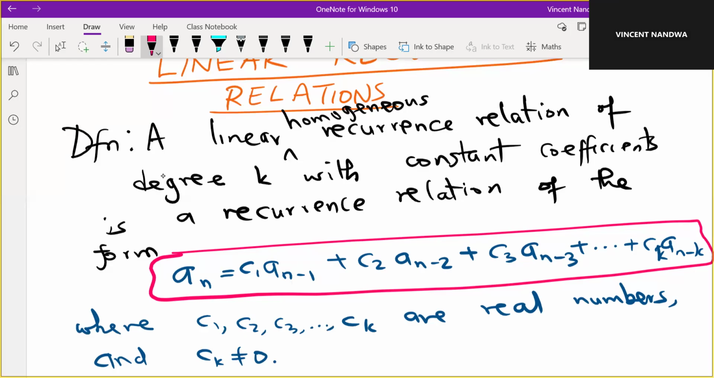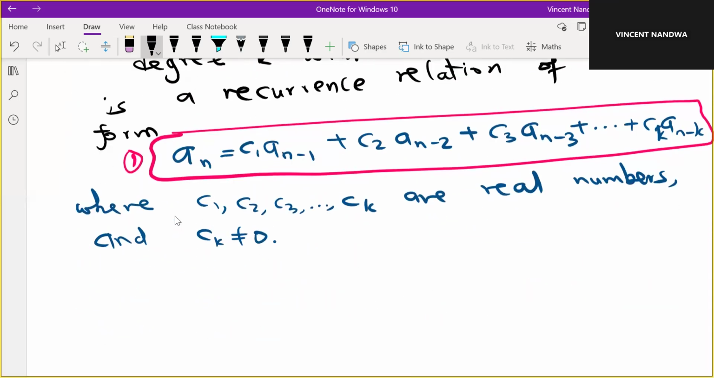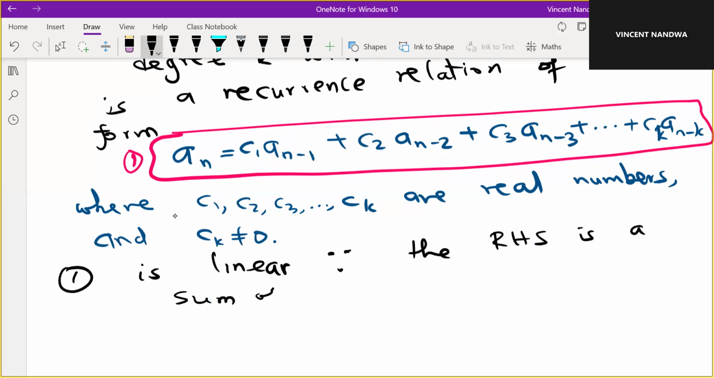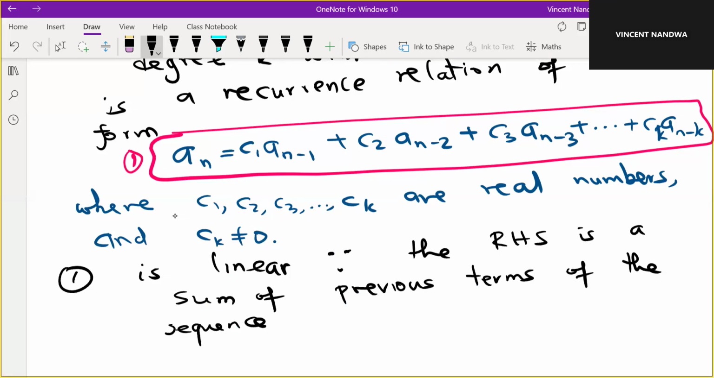So let's call this one (1). (1) is said to be linear because the right-hand side is a sum of previous terms of the sequence, each multiplied by a function of n.